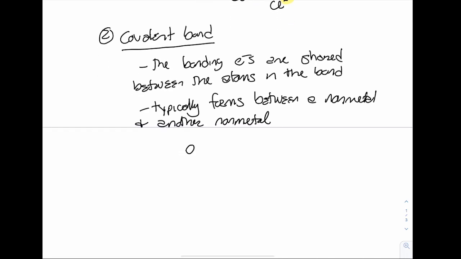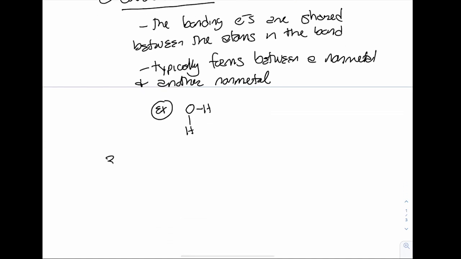So the water example I drew earlier, oxygen is a nonmetal, hydrogen is also a nonmetal, so those electrons between oxygen and hydrogen are shared between those two. And then the third type we're not going to really spend any time on other than to mention it right now, and those are metallic bonds.